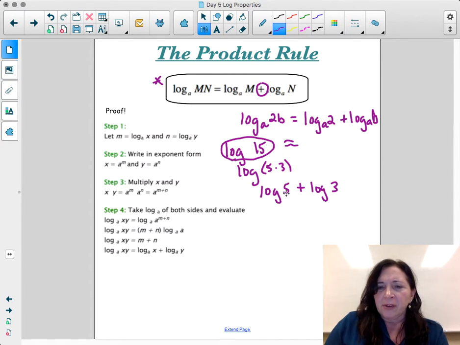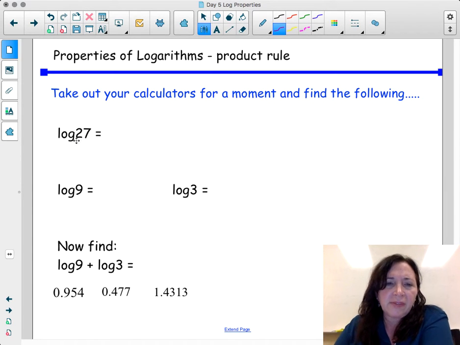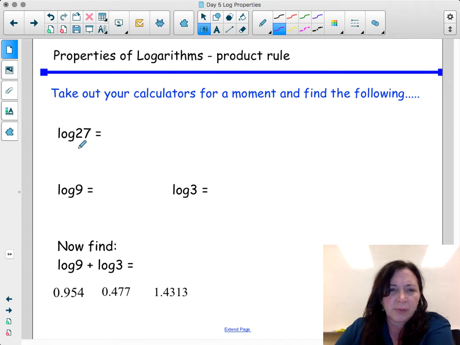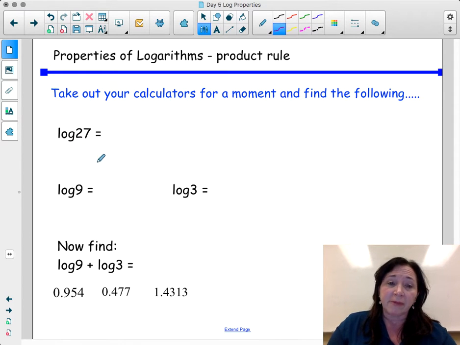And then they're going to say, well, if in fact 5 times 3 is 15, check, it is, and log base 10 of 5 plus log base 10 of 3 should equal whatever log base 10 of 15 is. So let's prove it. Let's prove this, something like this. So what we have is log base 10 of 27. And by the way, for these examples, these are base 10, but they do not have to be base 10. You could have any of these bases, but the bases have to be the same. So we have log base 10 of 27.